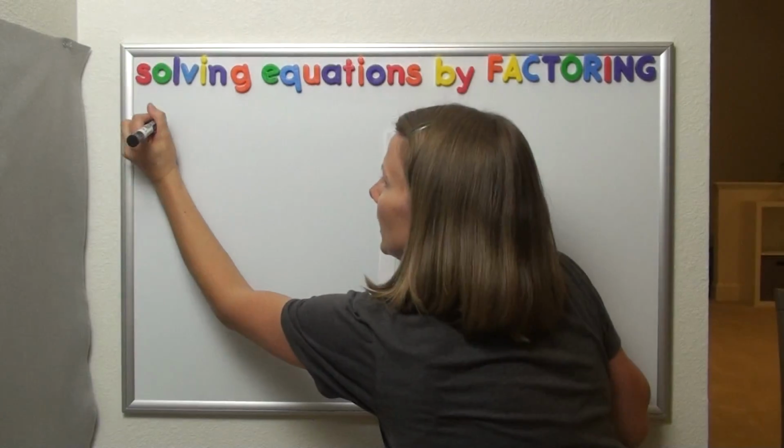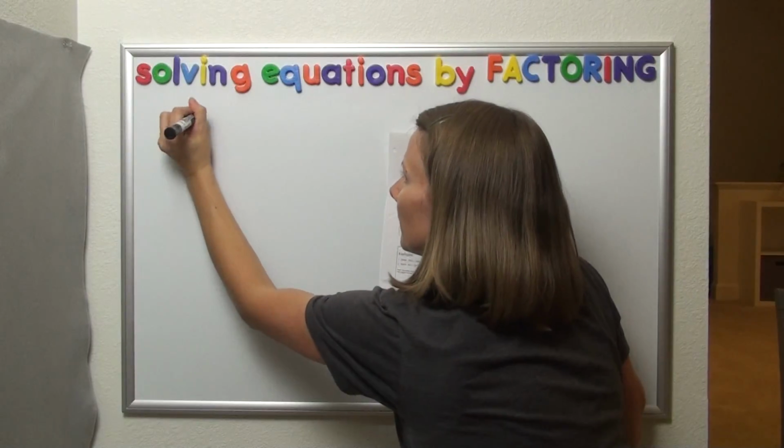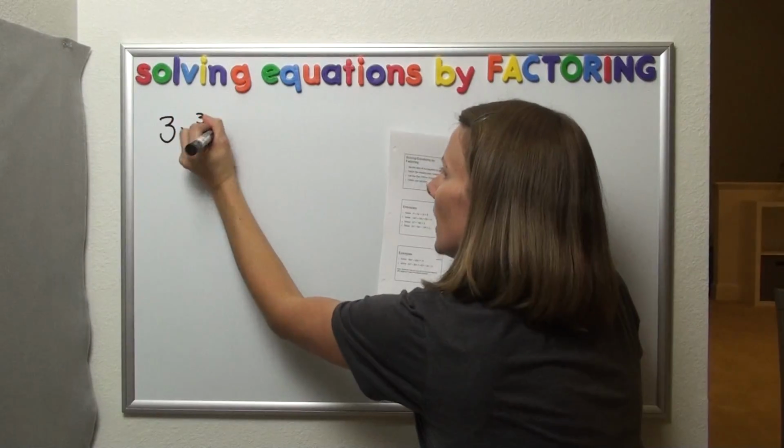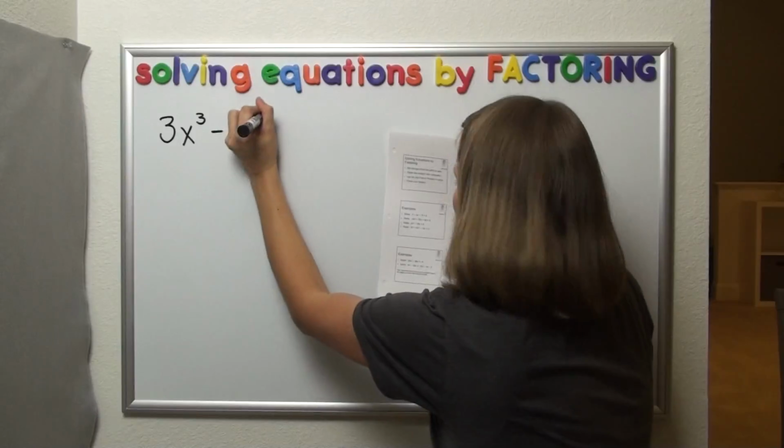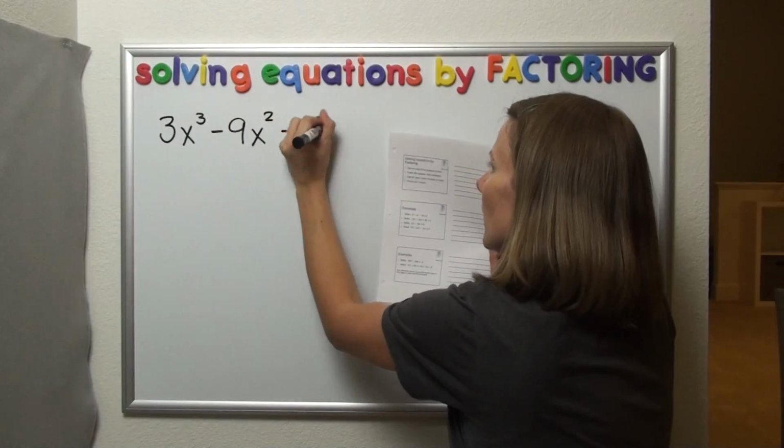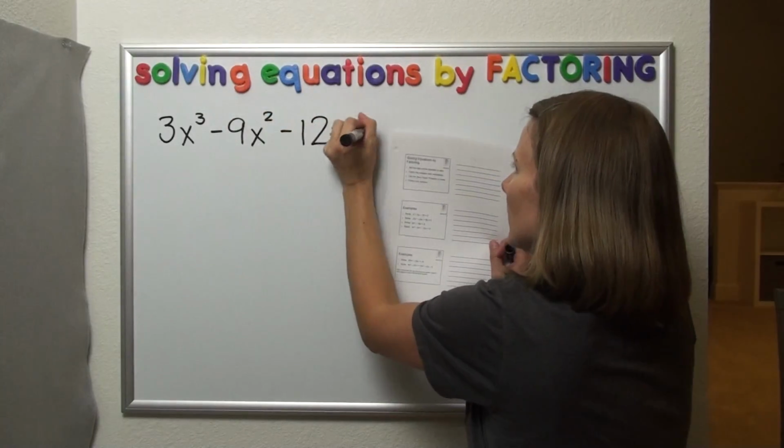We've got 3x cubed minus 9x squared minus 12x equals 0.